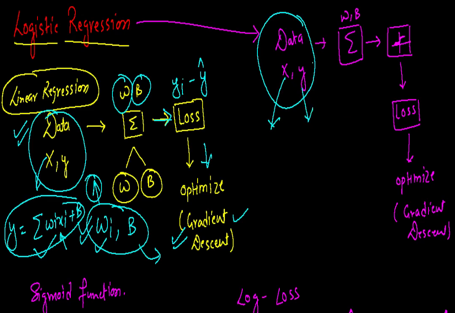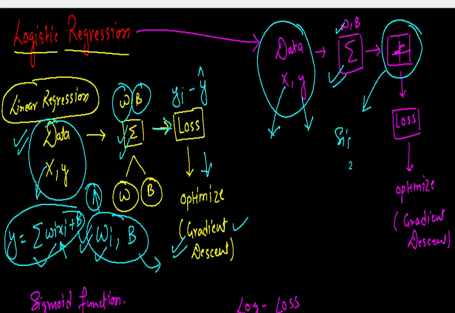Then we do the same thing that we did in linear regression. We multiply the components of our feature vectors with weights and add bias, and after that comes the new block that I have added, and this is known as sigmoid.